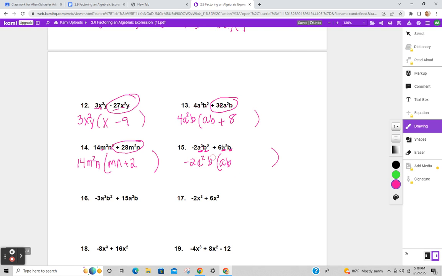-2a squared b times what will give us this term back? So we're going to need -3 here. You see -2a squared b times -3 will give us plus 6a squared b.